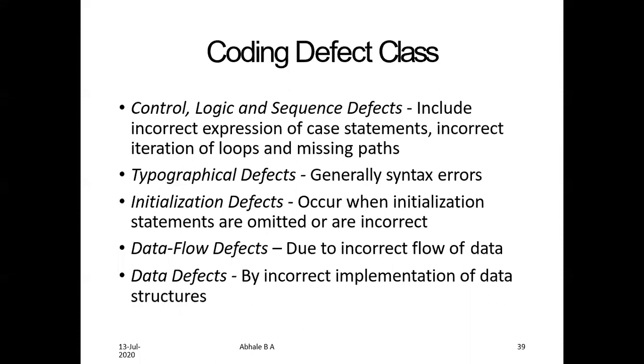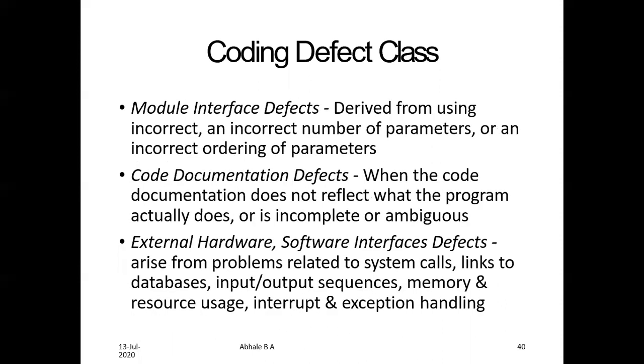Data flow defects are due to incorrect flow of data. Data defects are caused by incorrect implementation of data structure. Suppose you are going for a username, and you are writing it as an integer value. So this is what a coding defect or incorrect data structure is. And then module interface defects, code documentation defects, external hardware and software interface defects.